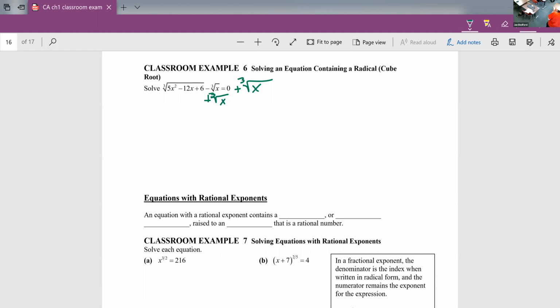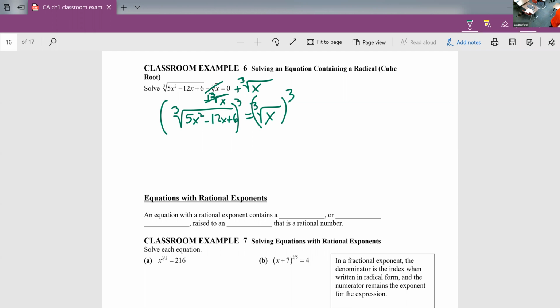Okay, that's always my step 1. Get your radical isolated. And if there happens to be more than one, it means put them on different sides. So the cubed root of 5x squared minus 12x plus 6 is equal to the cubed root of x. Okay, what now? I really don't like the radicals. So what could I do to get rid of them? Very good. I want to raise each side to whatever power this index is. So this time I do see a number in the corner of the radical sign. It's a 3. So we're going to raise both sides to the 3rd power.